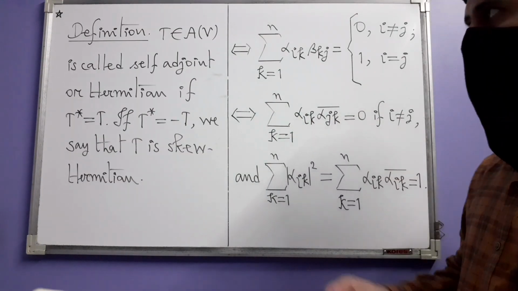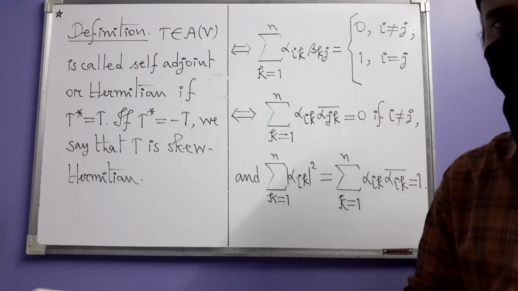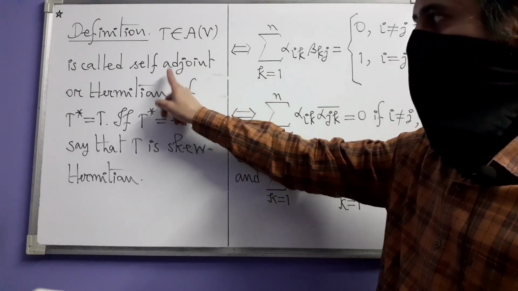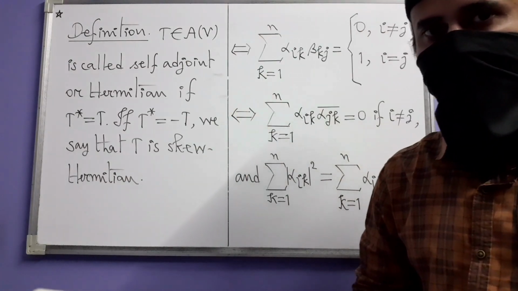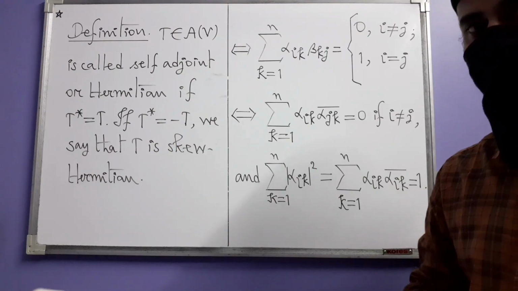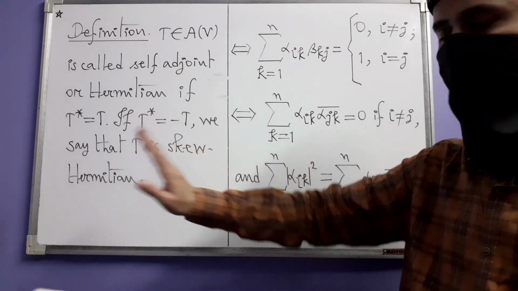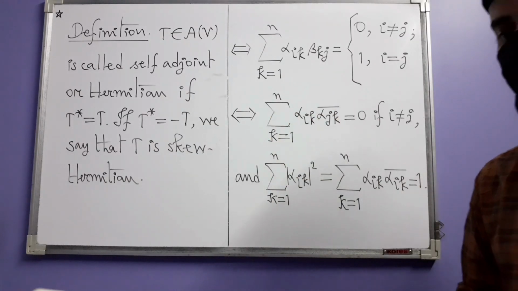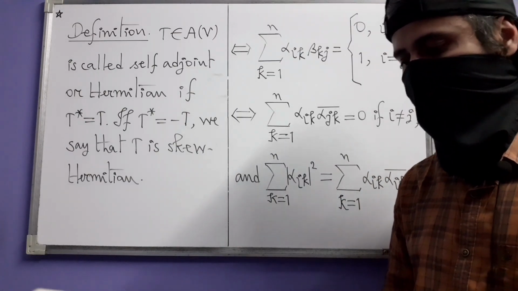Let's end the video next with this natural definition, which comes naturally having considered Hermitian adjoints. If T is an operator, then T is called self-adjoint or Hermitian if it equals its Hermitian adjoint. If, however, T equals the negative of its Hermitian adjoint, or the same thing, that the Hermitian adjoint equals minus T, then we say that T is skew Hermitian. This is the type of operators that is usually used in quantum mechanics.